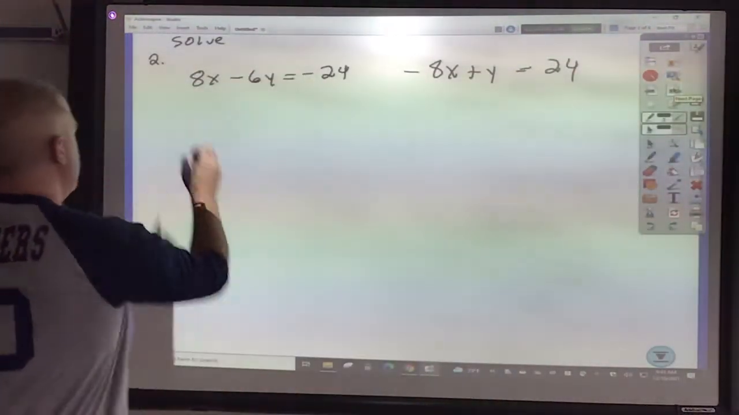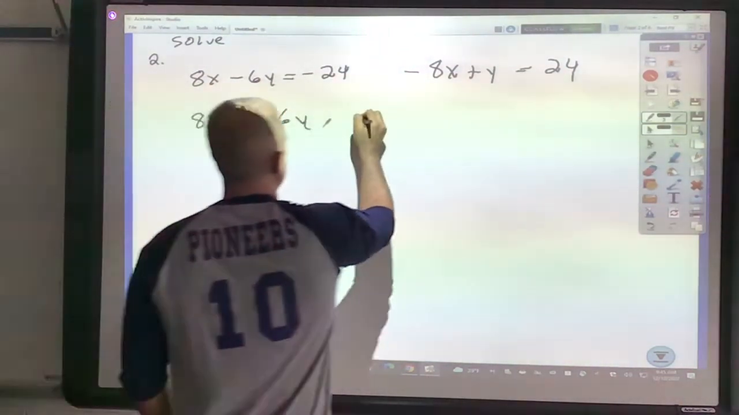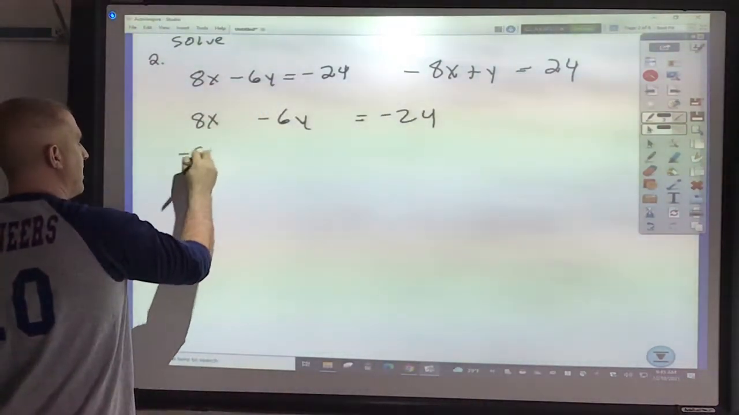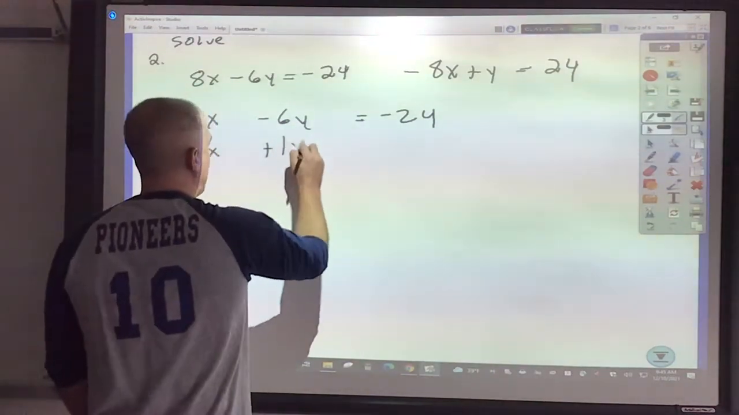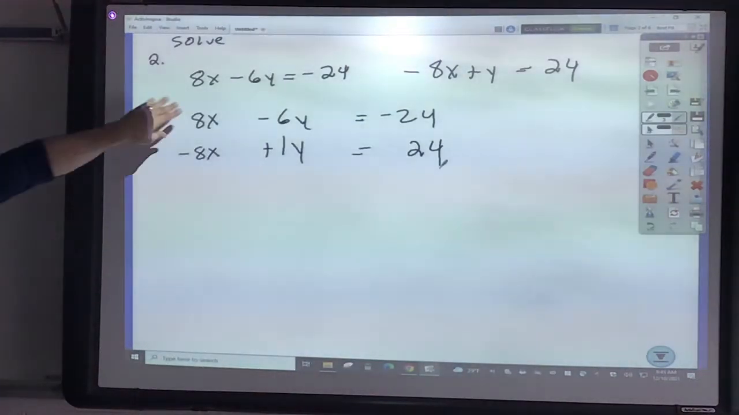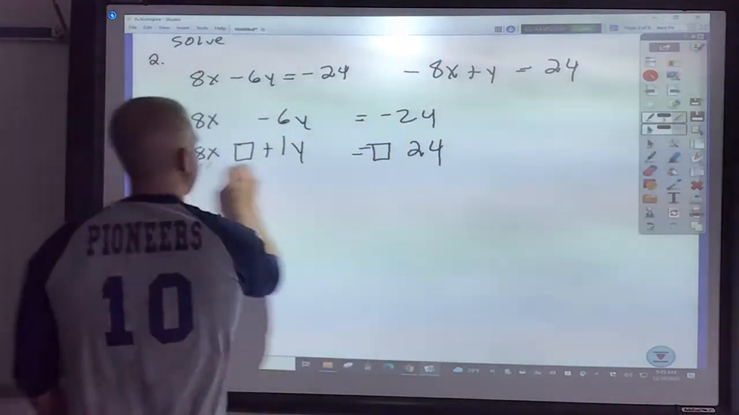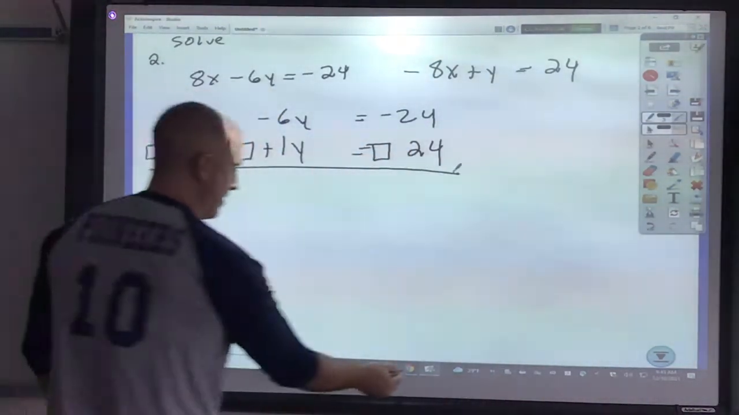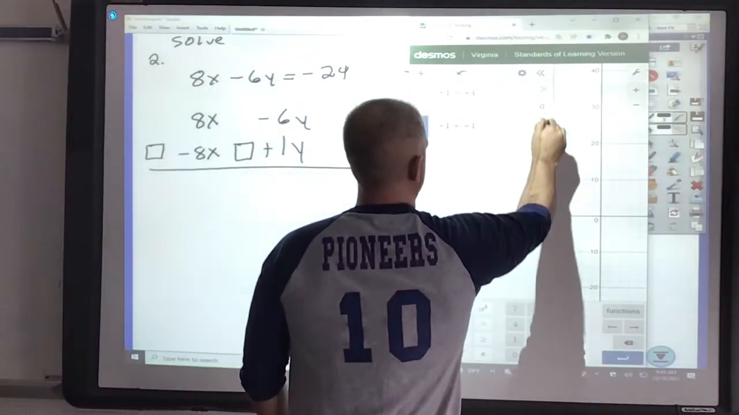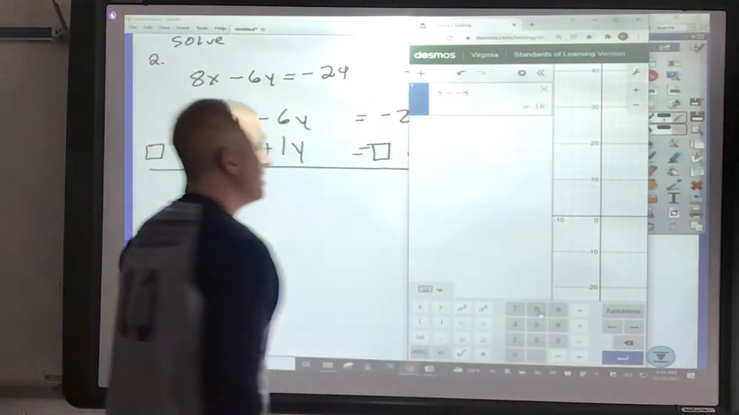So this one, I want to rewrite it as 8x, negative 6y, negative 24. And then negative 8x, positive 1y equals 24. Now, which ones look very similar? These. What I have to figure out is what operation would take place to get this to be 0. You have to be careful with that. So let's try subtraction. 8 minus negative 8. Do you see how this is 16?